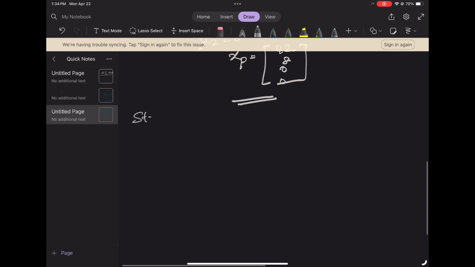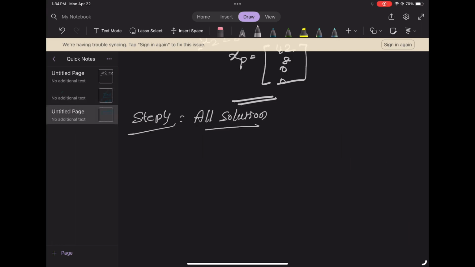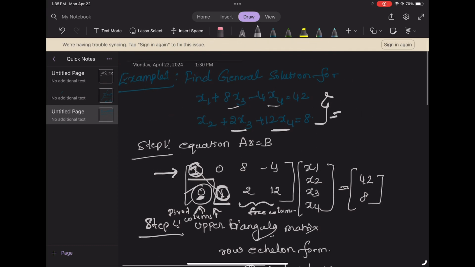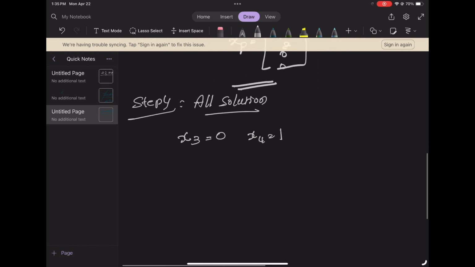Yes. Now let us go to step 4, which is the all solution. What is the formula for the all solution? It is Ax = 0. Always remember Ax = 0. Now whatever manipulation we do with x3 and x4, the first case we take as x3 = 0 and x4 = 1. Let us apply it to the equation.